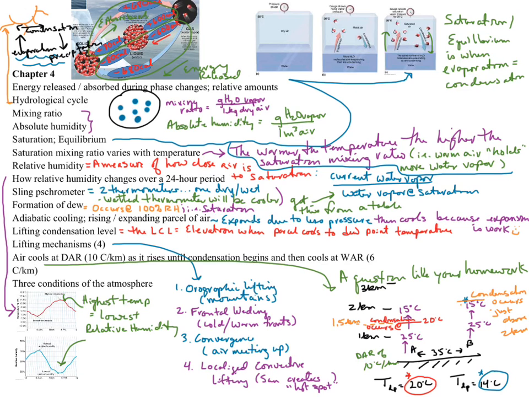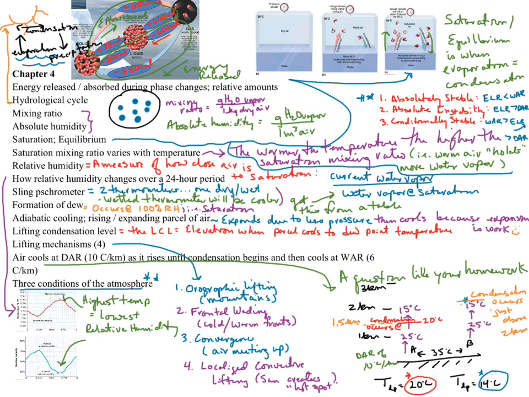The last one, the 3 conditions of the atmosphere. Up here where you see 1, 2, and 3, those are the 3 types of stability and instability of the atmosphere. And in each case, it has to do with the ELR. Remember, ELR stands for the environmental lapse rate. That's where you send up a weather balloon and it tells you how the temperature is cooling as you go up in elevation.